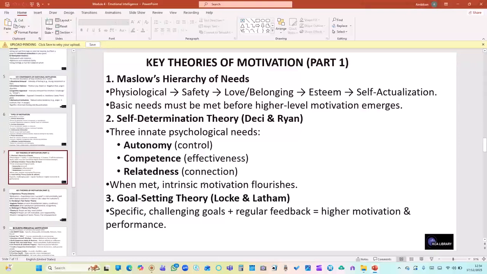Now we have goal setting theory, propounded by Locke and Latham, which specifies that a specific, challenging goal plus regular feedback equals higher motivation and performance. This theory says that a challenging goal plus regular feedback equals higher motivation and performance.